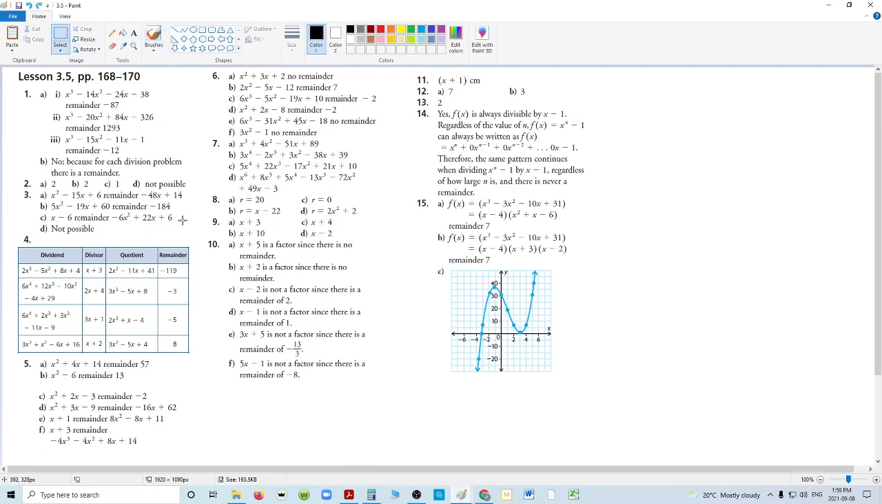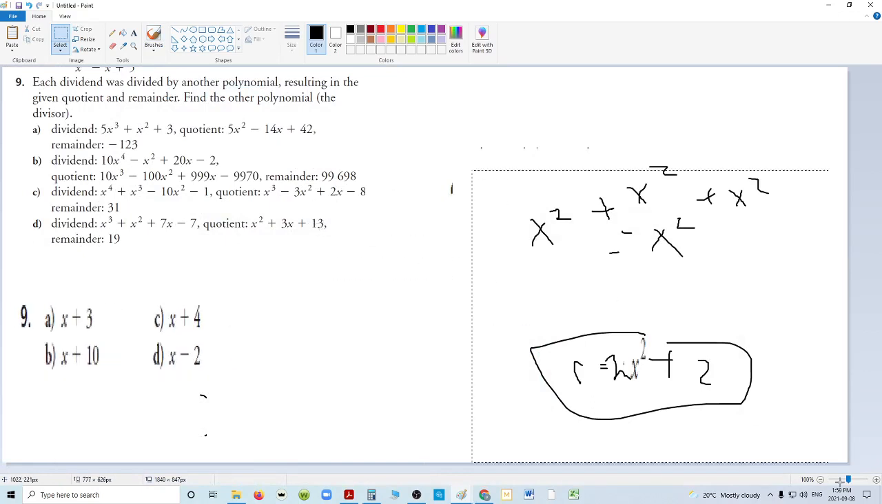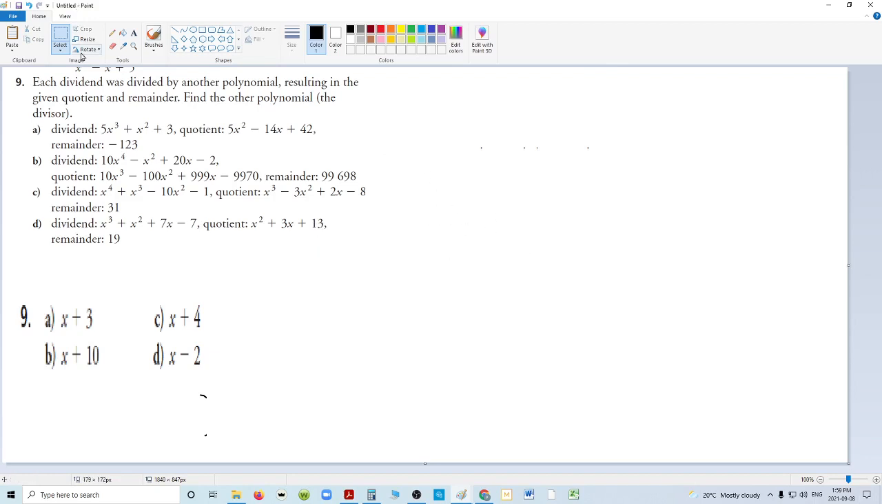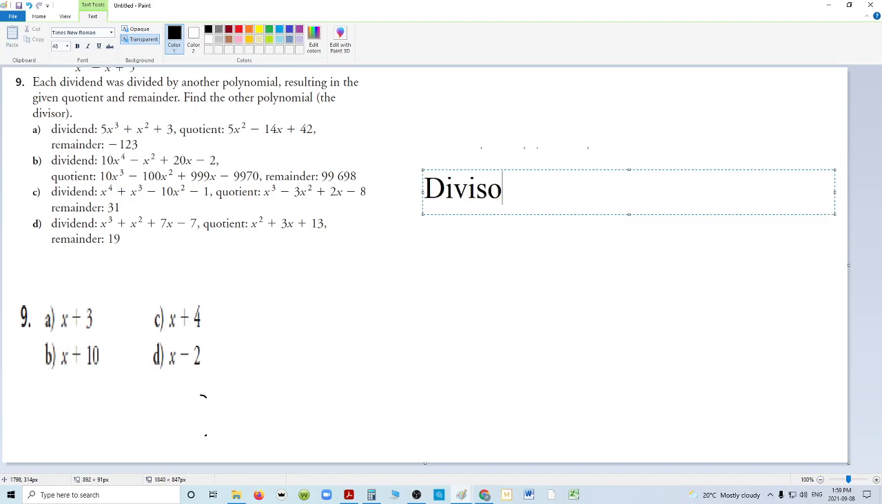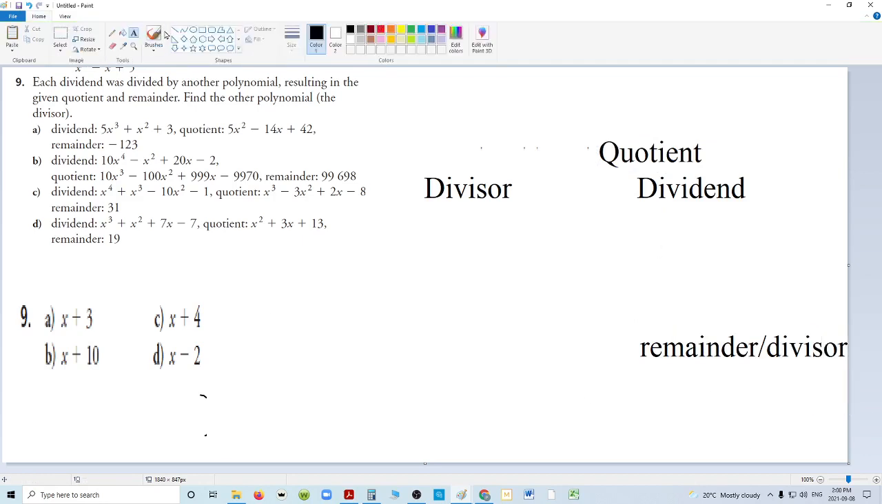Now let's go on to 9. I'm just going to copy this over. 9, if you're going to do it algebraically, is very complicated to get your head around. But I want to go through something here, and that's the terms. When I take my dividend and divide it by my divisor, that's what long division is. And up top, I'll be left with a quotient. And at the bottom, I'll be left with a remainder that could not be divided by my divisor. That's really what I'm left with, remainder divided by divisor.